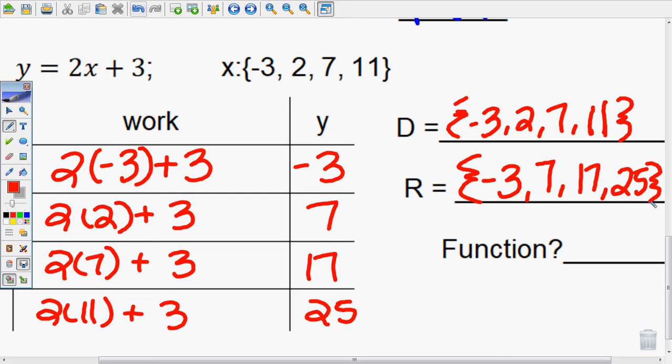It is a function. This is what we call a function on a restricted domain. It's a function on a restricted domain because we gave a set of values, and those are the only values we wanted, right? Make sense? All right. Questions, comments, or concerns? No. All right. Let's move on.